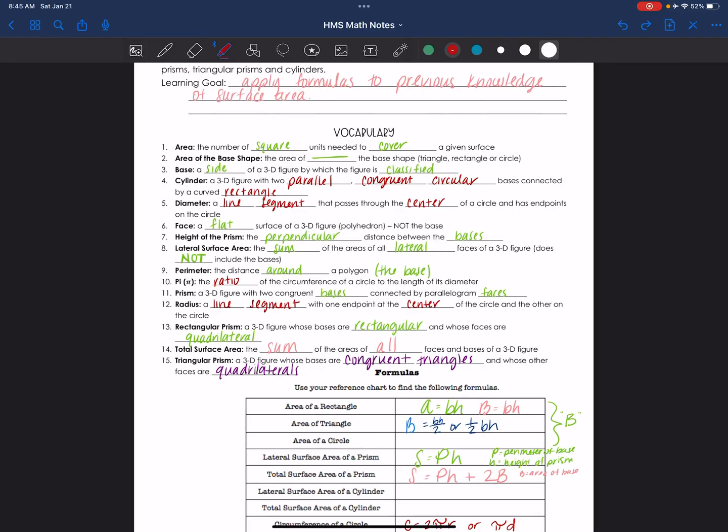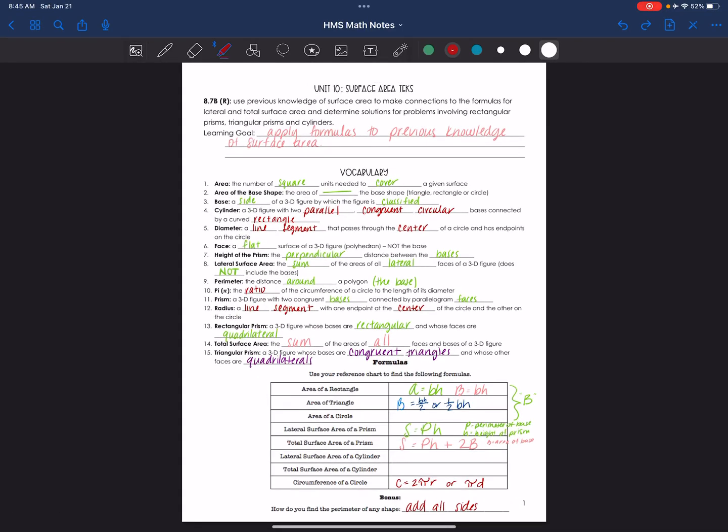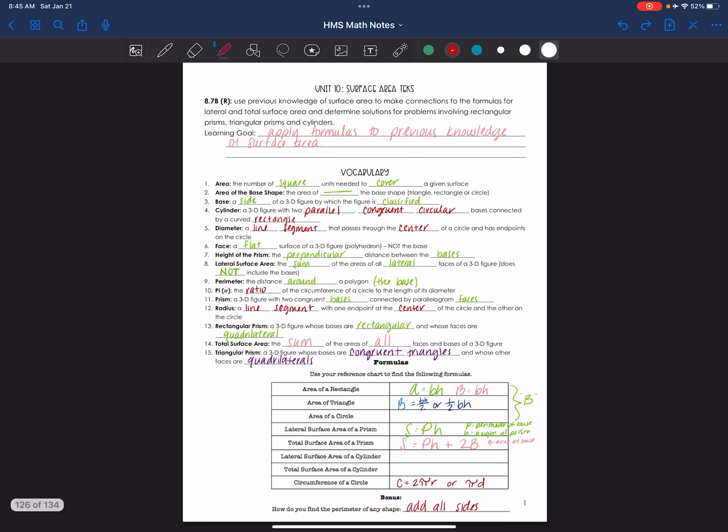Okay, that's actually it, because we're just adding in circles, which is my love-hate. I have a love-hate relationship with circles.